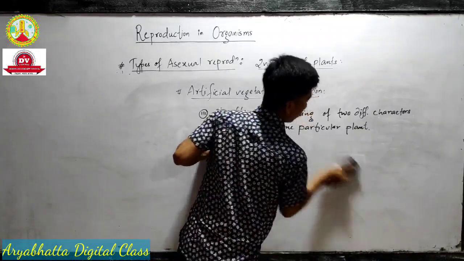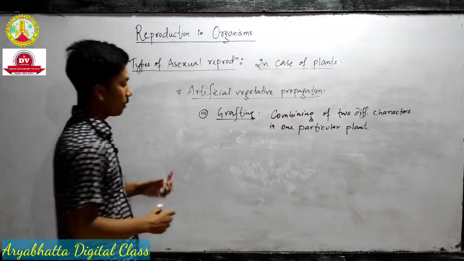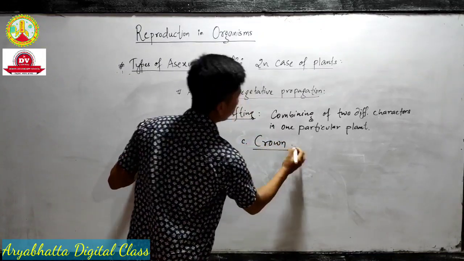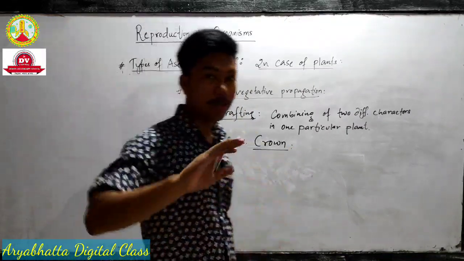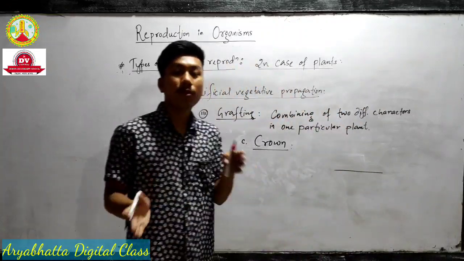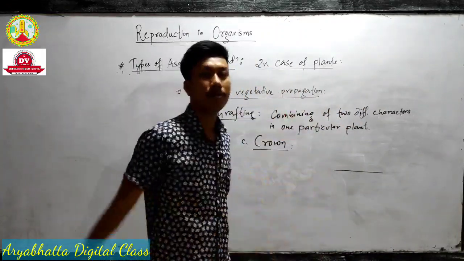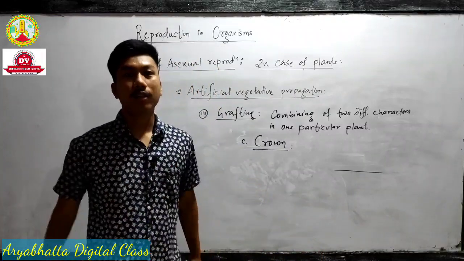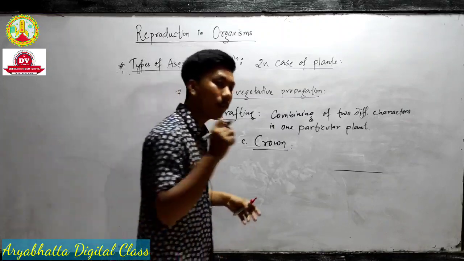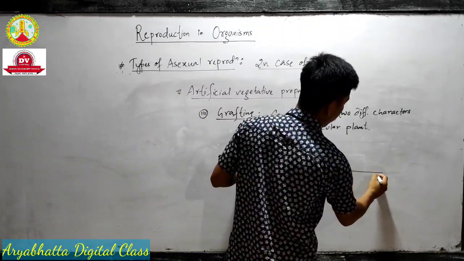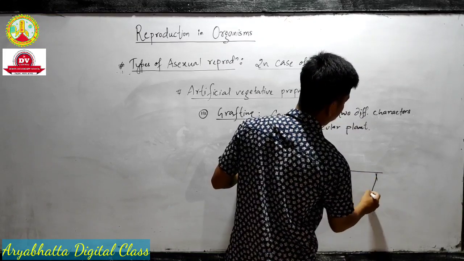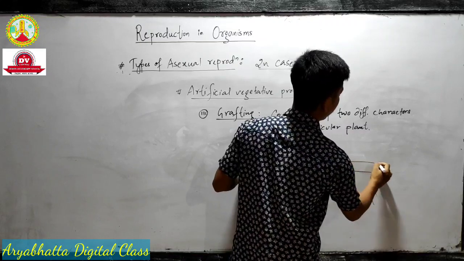Now there is one more type of grafting called crown grafting. Again, the methods are the same. The only difference is that in crown grafting, we can add multiple desired stems in one particular plant body, and that process is known as crown grafting.